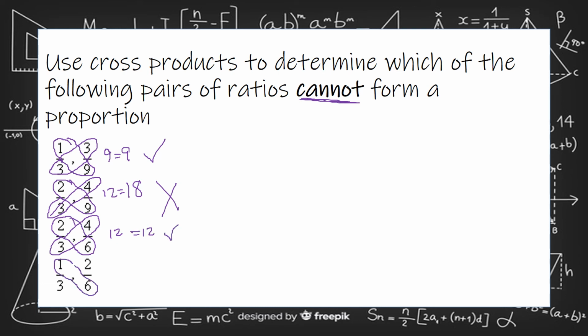And then last, 1 times 6 is 6. 3 times 2 is 6. So that is also a proportion. So the only one that cannot form a proportion is 2/3 and 4/9.